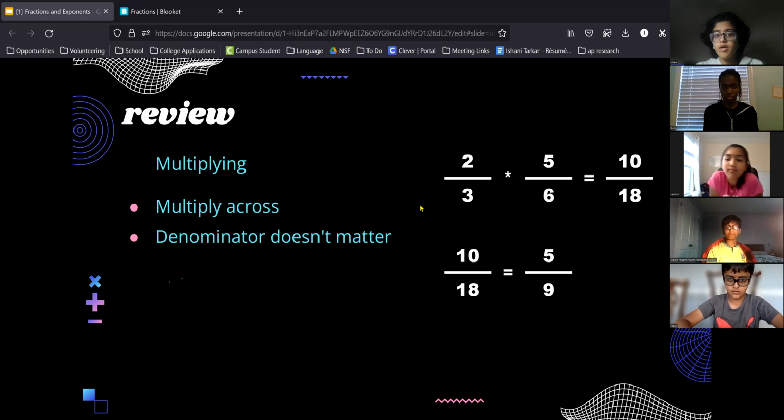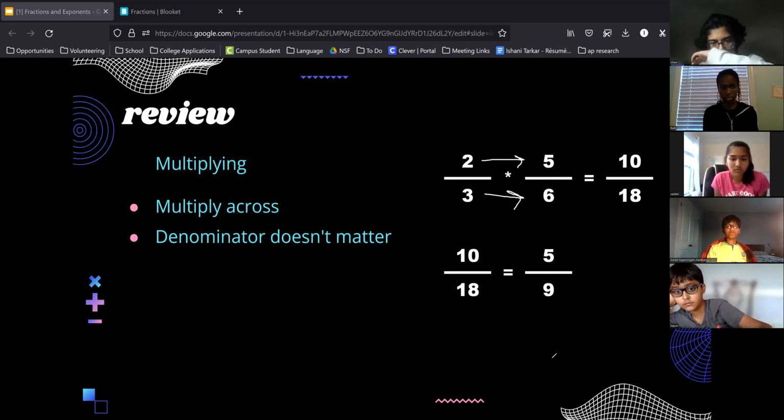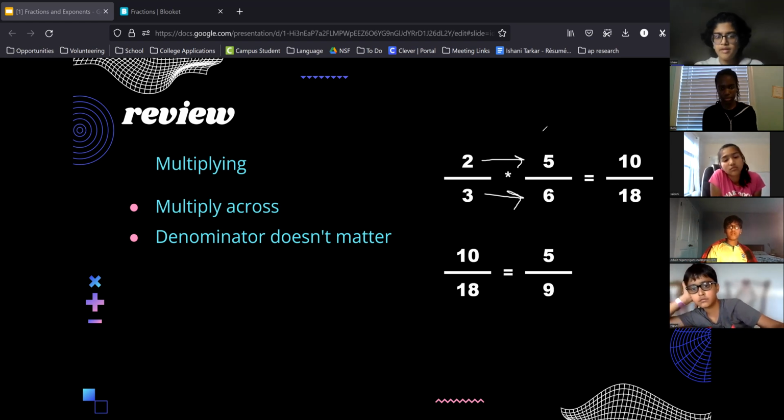Yeah, and then we have multiplication. For multiplication, we just multiply directly across, right? So we multiply 2 and 5, and we multiply 3 and 6, right? 2 times 5 is equal to 10. 3 times 6 is equal to 18. So that would mean we would get 10 over 18. We can simplify this using what we learned earlier to get 5 over 9.